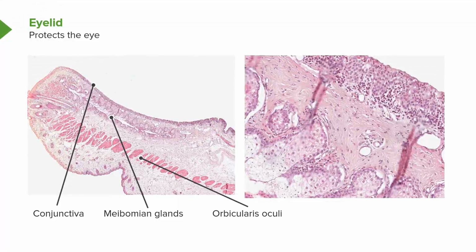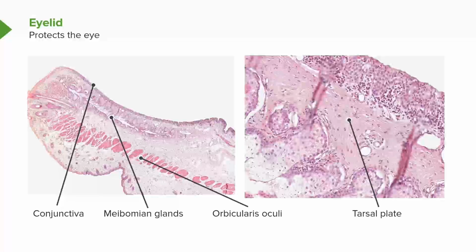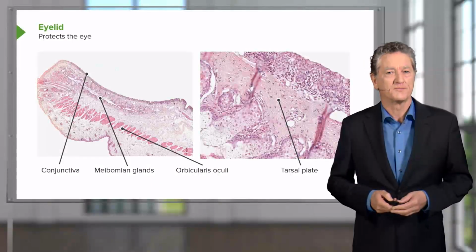The orbicularis oculi is in the centre of the eyelid. That's one of the very small muscles of facial expression. And then there's a very dense piece of connective tissue running through the eyelid called the tarsal plate. That gives the eyelid a certain structural rigidity or support.